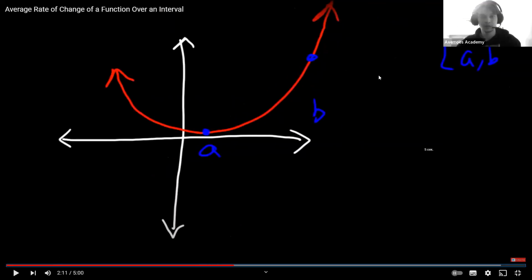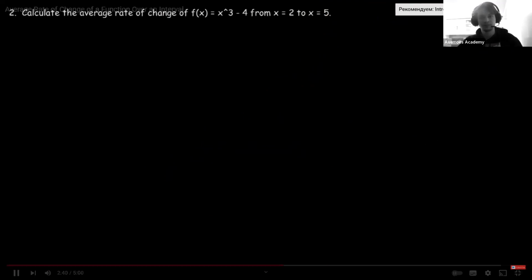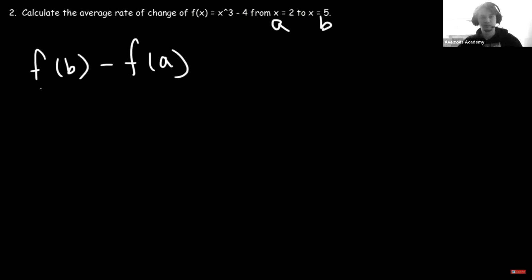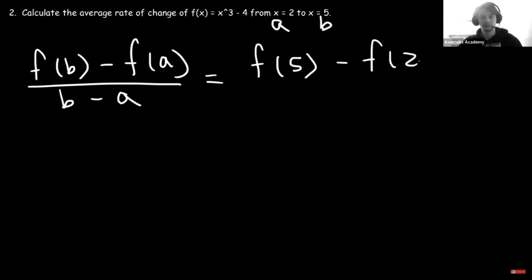Okay, let's move on. Number 2, calculate the average rate of change of f of x equals x cubed minus 4 from x equals 2 to x equals 5. First, we need to know what a and b are. A is 2, b is 5. So it's f of b minus f of a over b minus a. That's the average rate of change. So this is going to be f of 5 minus f of 2 divided by 5 minus 2.